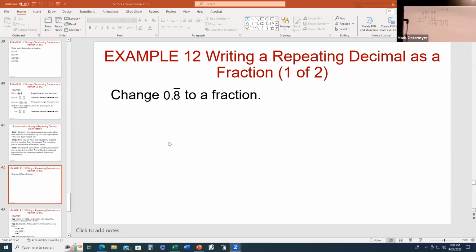All right, let's try to change 0.888888888888 repeating forever to an equivalent fraction. Ladies and gentlemen, it is a repeating decimal, so it should be representable as a fraction because it's a rational number. Remember, I said a rational number is a decimal that either repeats or terminates.